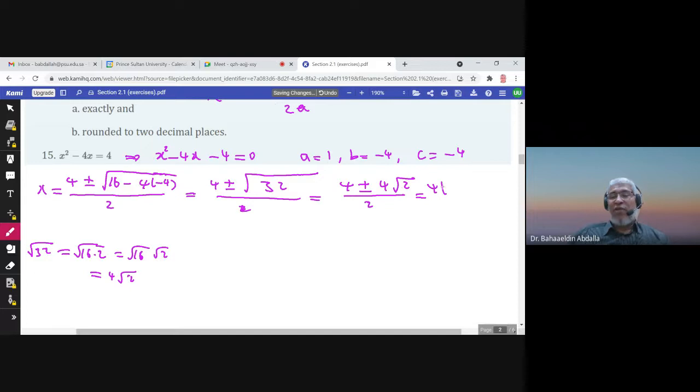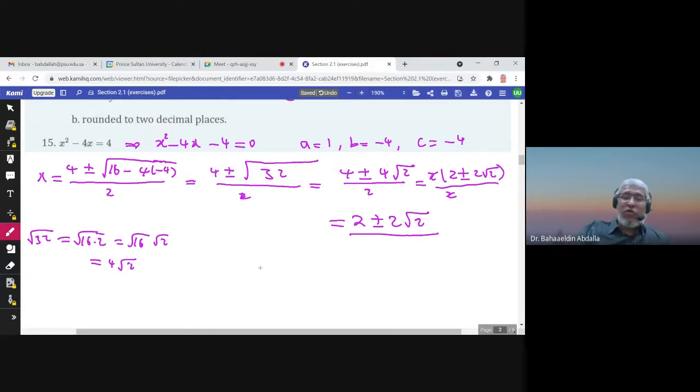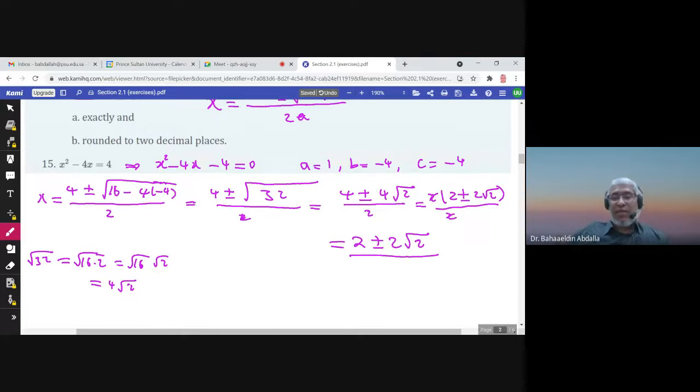So I can take 4 now as a common factor. Or just let me take 2 as a common factor because I have 2 in the denominator, although I can take 4 as a common factor. If I take 2 as a common factor, I'll have 2 plus or minus 2 square root of 2 over 2. Now I can cancel 2 with 2, and the two answers would be 2 plus or minus 2 square root of 2. These are the exact answers. So this is the answer of part A.